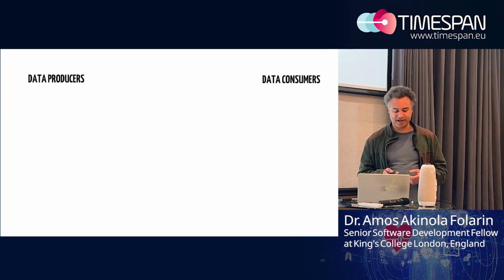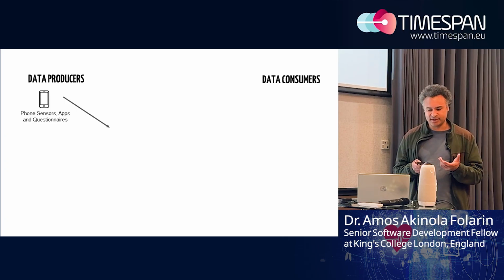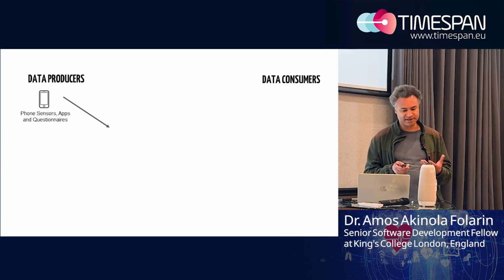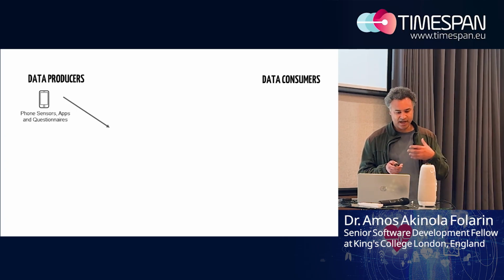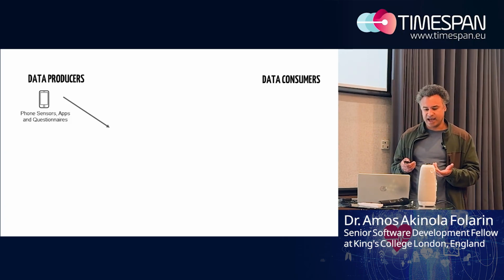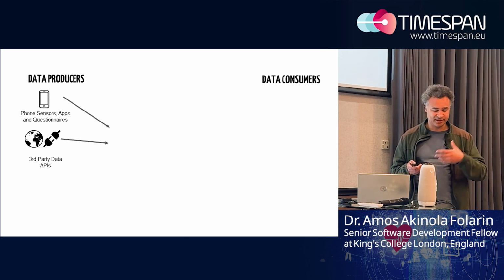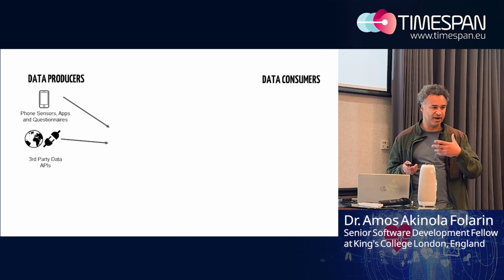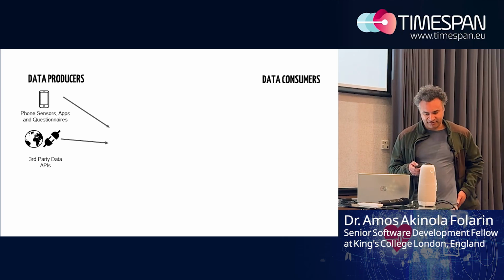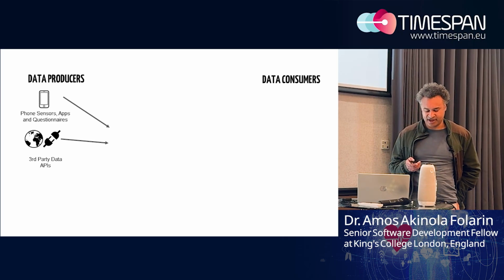Producers include the mobile phone, the actual sensors like the accelerometer or the light sensor on the phone, questionnaires, and apps. We can issue digital tests through the apps. Then we have third-party APIs, which might include collecting weather information, or collecting data back from devices like Fitbit and Garmin. Again, I'll come on to some of these later on.